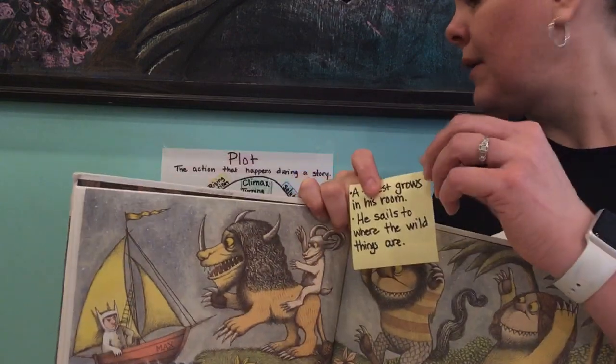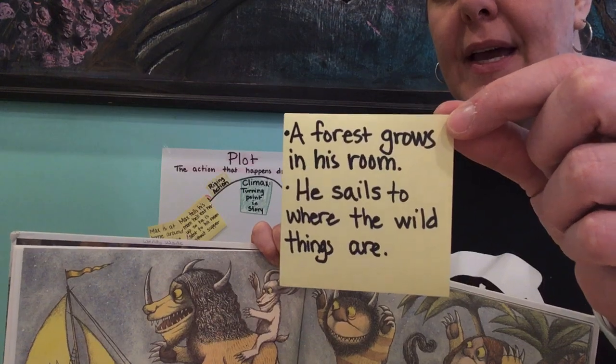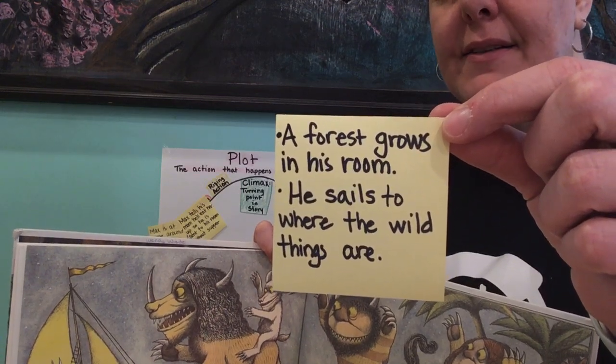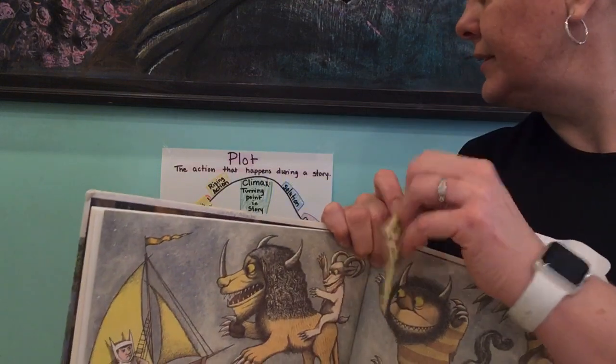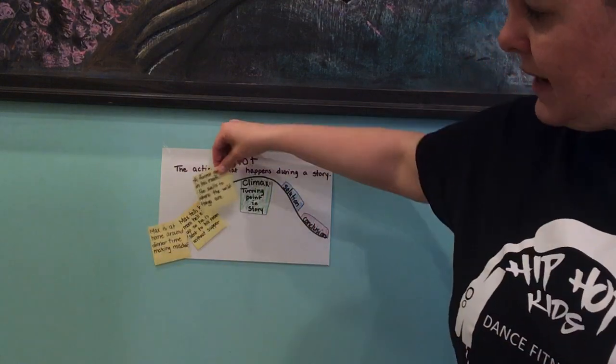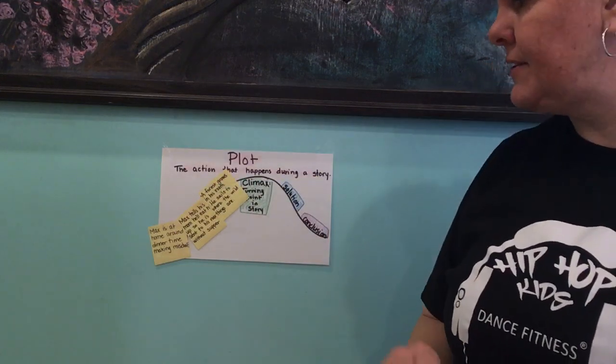And so part of our rising action is a forest grows in the room. He sails to where the wild things are. So that's our rising action. So his imagination completely took over. A forest grows in his room. He sails to where the wild things are.